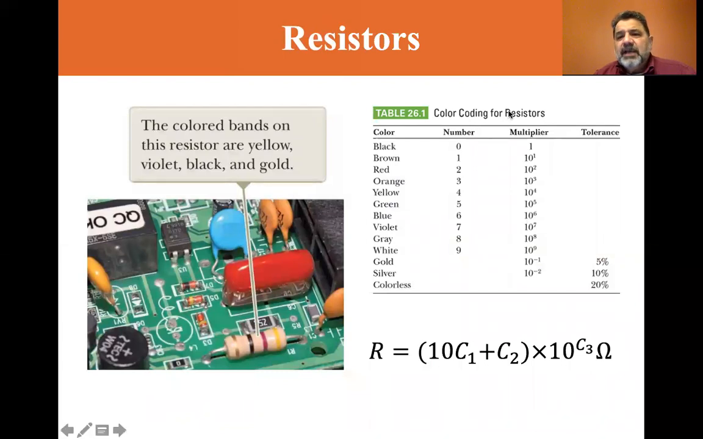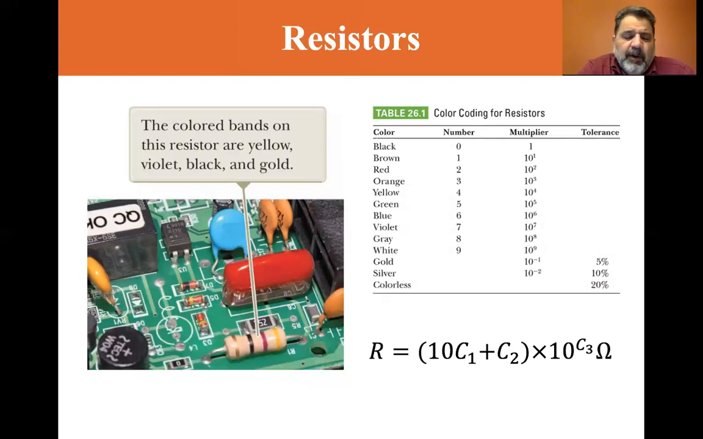Reading resistors. Now, if you were in the lab on Wednesday, we covered this a bit, where we learned the color bands: black, brown, red, orange, yellow, green, blue, violet, gray, white, and then the gold, silver, and colorless are the tolerances for the values. In other words, the one we're looking at here, yellow, violet, black, gold, that's a 5% tolerance.